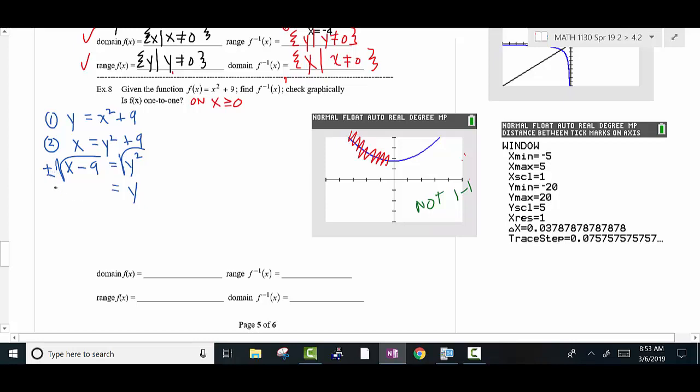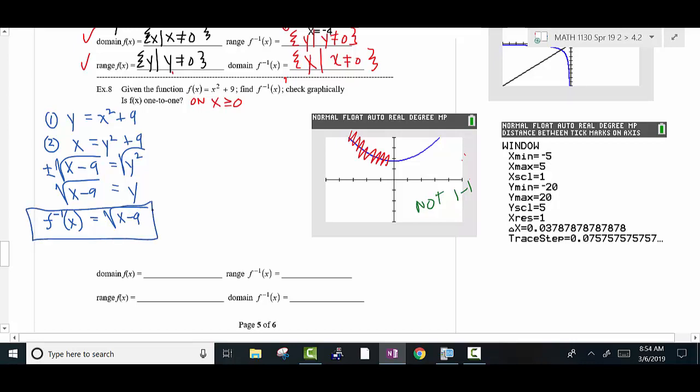However, you only want to use the positive one. Okay? Because what's going to happen is if you graphed this square root, it wouldn't be a function. It would look like this. It'd be kind of a parabola opening around the x-axis. So you only want to use the positive one. So what we'll say for our result is f inverse of x is equal to the positive square root of x minus 9, like that. Okay, so that is our inverse.